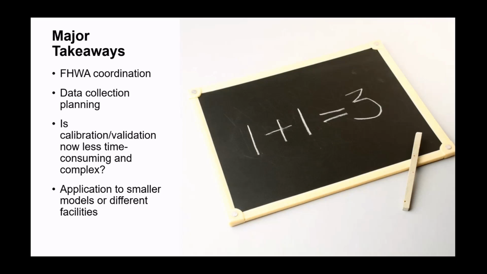I guess just end with 2 general questions, maybe going into Q&A. Does this ultimately save us time, and is it less complex, or does it add complexity and labor? And I guess we're still thinking about that. And also, how can we apply this to smaller models, maybe with less data, less budget, and maybe different facilities? Clients might be willing to agree to larger budgets on interstate projects because of FHWA approval, but maybe not on a small congested arterial.